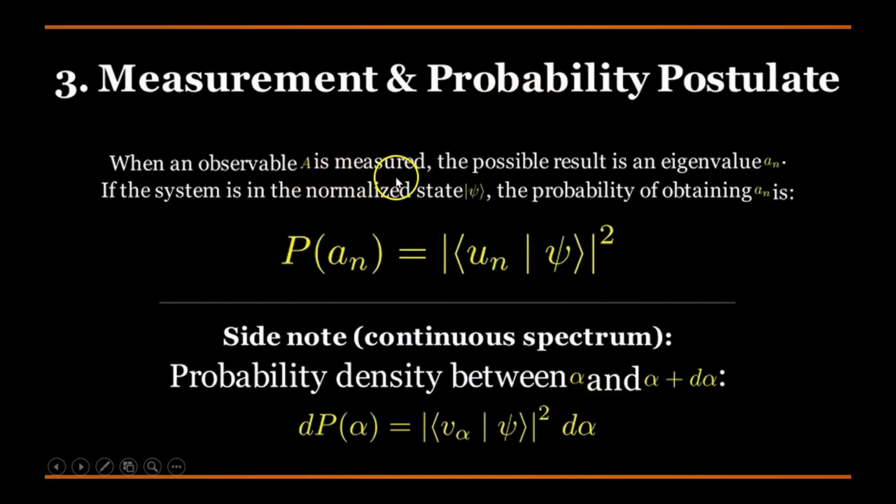When an observable A is measured, the possible result is an eigenvalue a_n. If the system is in a normalized state psi, the probability of obtaining a_n is given by this equation. And then there's also this side note for the probability density when you're dealing with the continuous spectrum.